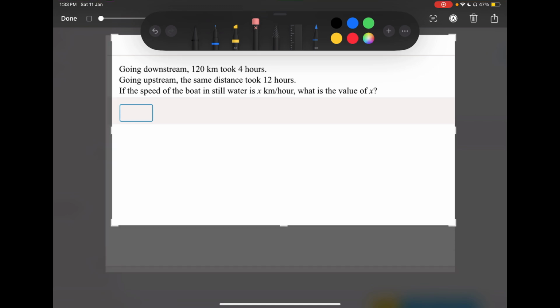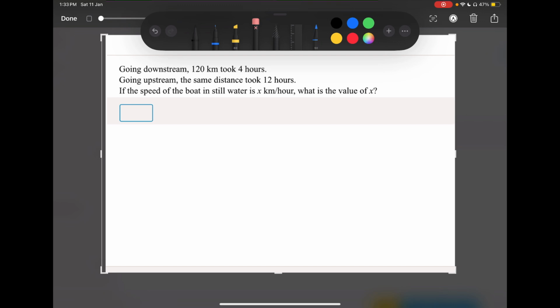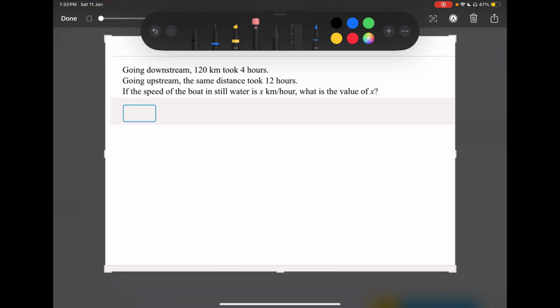Paying attention to the speed, we know that speed is distance divided by time, okay? So speed is distance divided by the time. The information they gave us is the downstream time and the upstream time. So downstream is 4 hours, upstream is 12 hours. The distance is 120 kilometers.